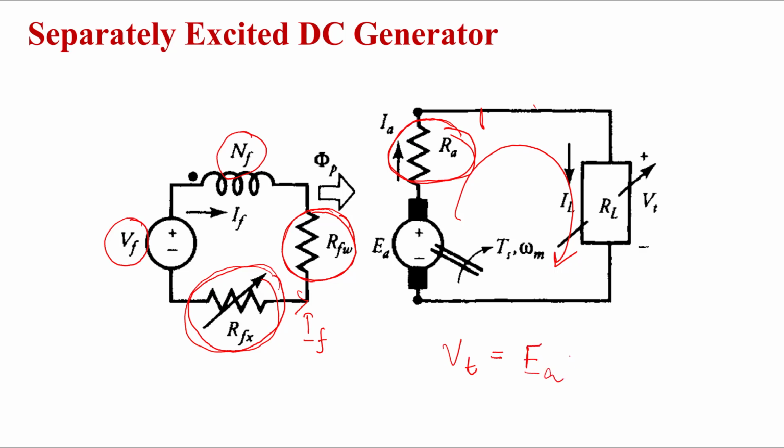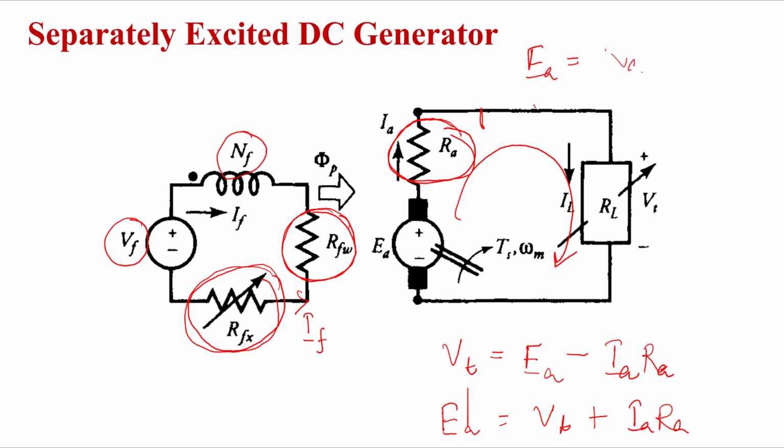Ea minus Ia Ra. Very simple, right? And this is in fact the governing equation for the armature circuit for a separately excited generator, right? Vt equal to Ea minus Ia Ra, or in other way you can write Ea equal to Vt plus Ia Ra, right? And what is Ea? We already derived the expression for Ea, that is K phi p omega m, right?